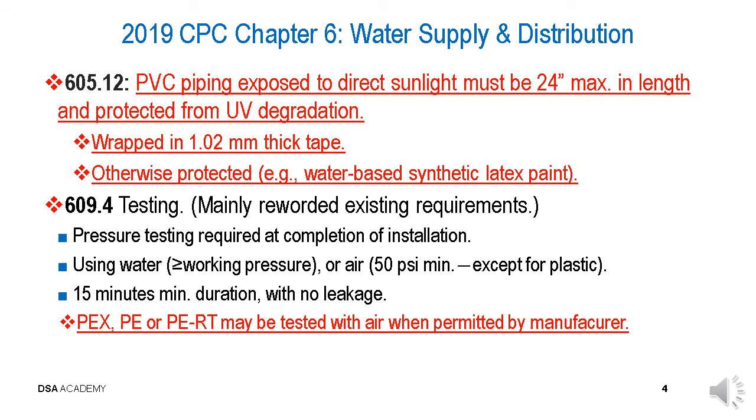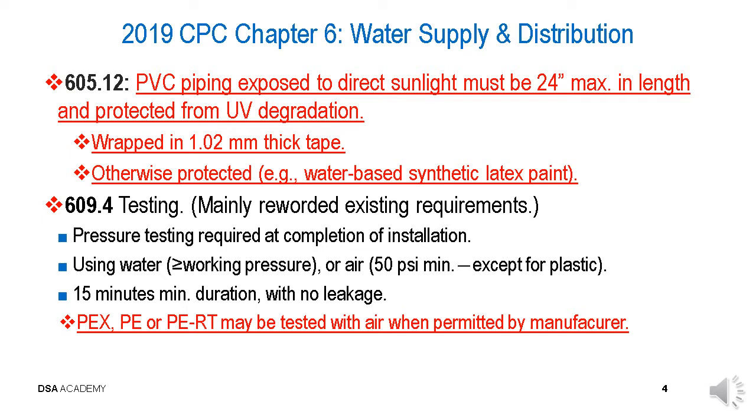Regarding water supply and distribution, still in Chapter 6, in 605.12, PVC piping exposed to direct sunlight must be 24 inches maximum in length and protected from UV degradation. It must also be wrapped in 1.02 millimeter thick tape. It must be otherwise protected, such as with water-based synthetic latex paint. So this is how UV degradation of PVC is addressed, in this new section.